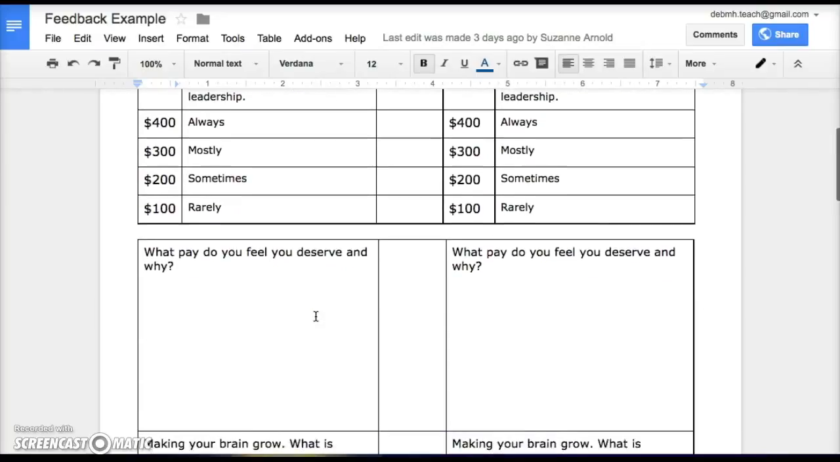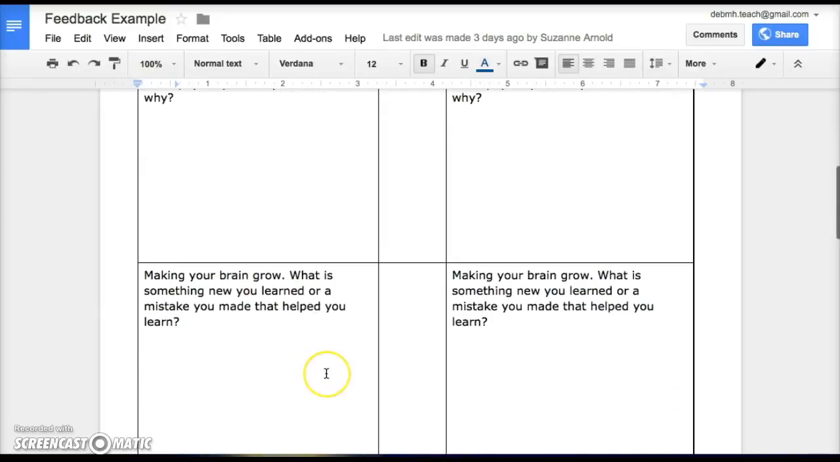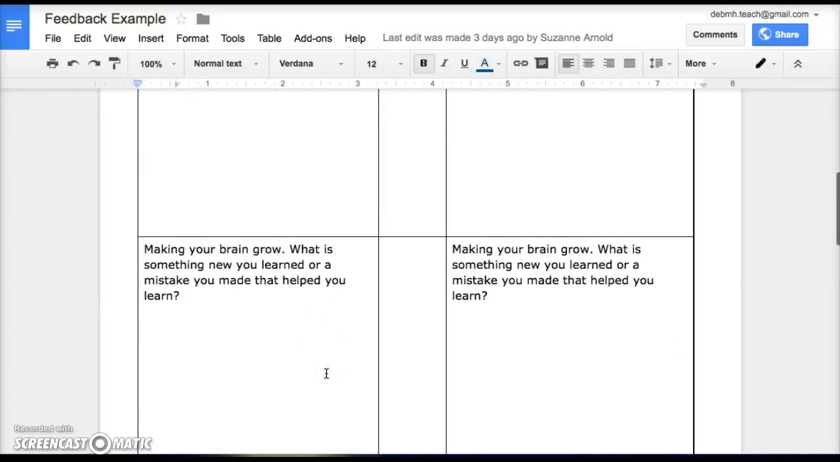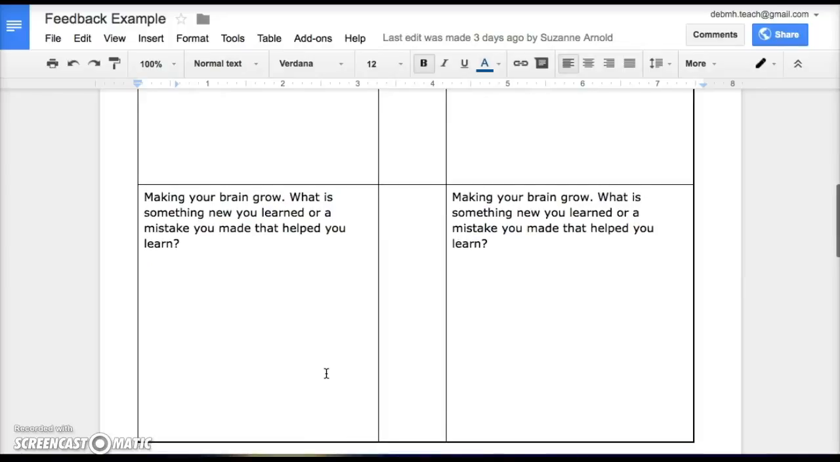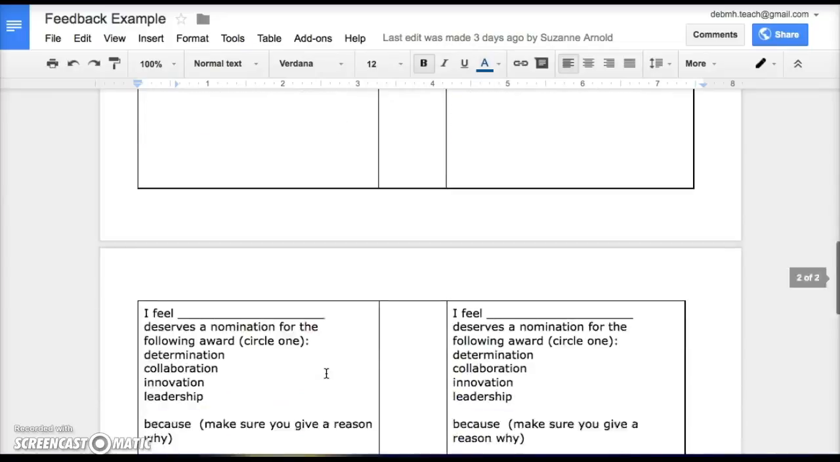So I have them rate themselves. I have them explain why they would deserve that. I'd like to also find out that they are okay with mistakes. So I might say, what mistakes did you make that help you learn? Again, to remind ourselves that making mistakes is the learning process.